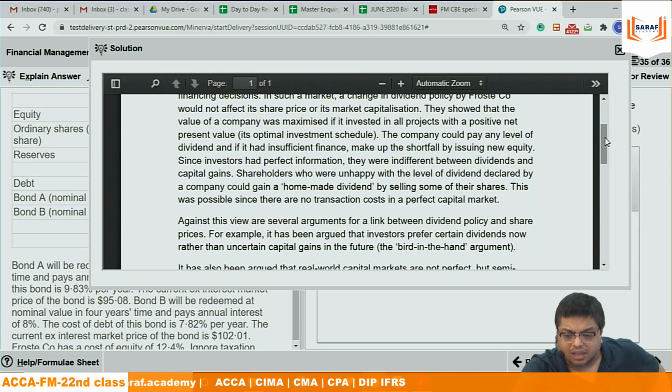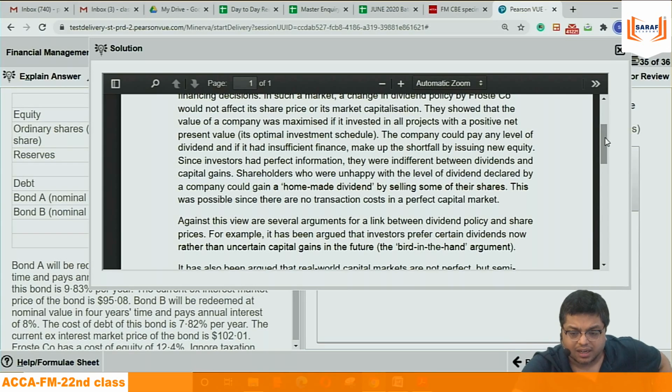Again, there are several arguments for a link between dividend policy and share prices. Against this view, that is against MM, there are other views which do not say that. For example, it has been argued that investors prefer capital gain to dividend. Investors prefer certain dividends now rather than uncertain dividends in future. This is the bird in hand theory.